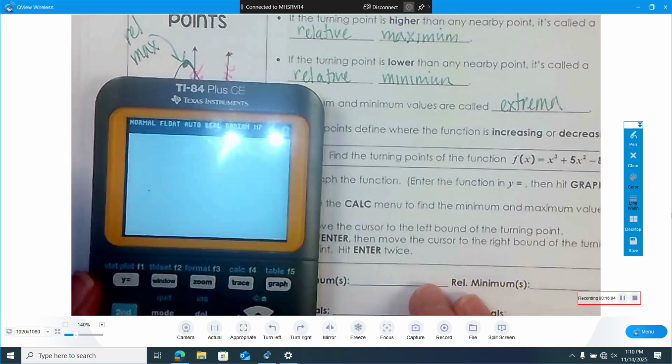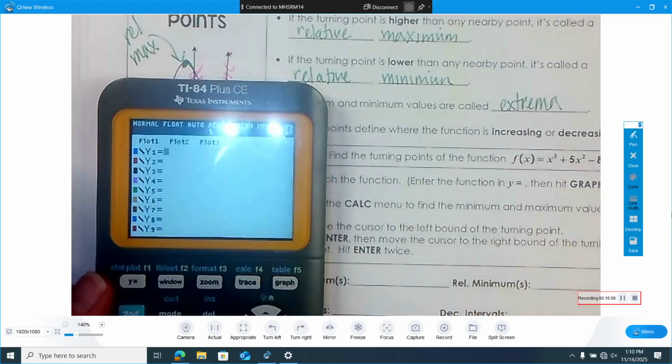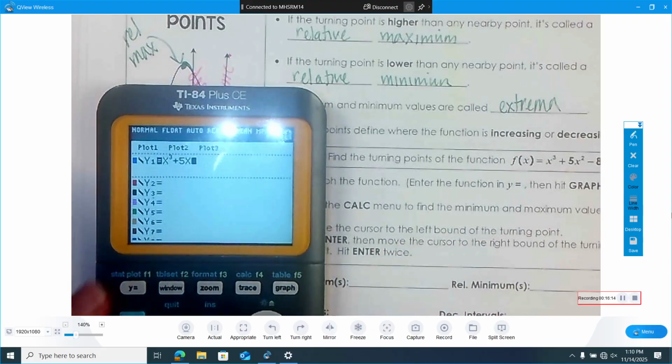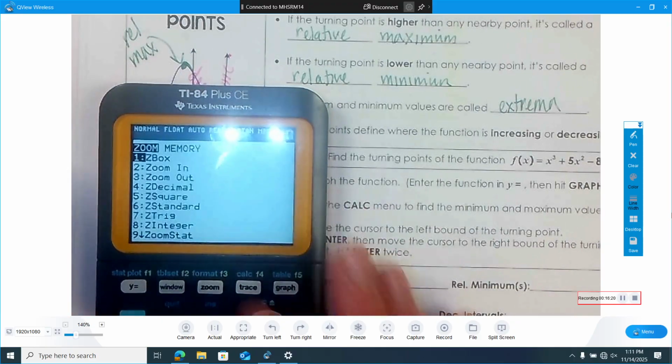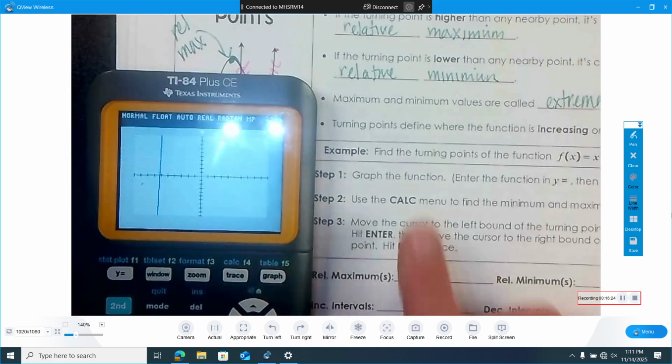And so we're going to go to y equals, and I'm going to clear all that stuff out. I have x to the third power plus 5x squared minus 8x minus 1. And I'm going to do a zoom standard. So that was step one.